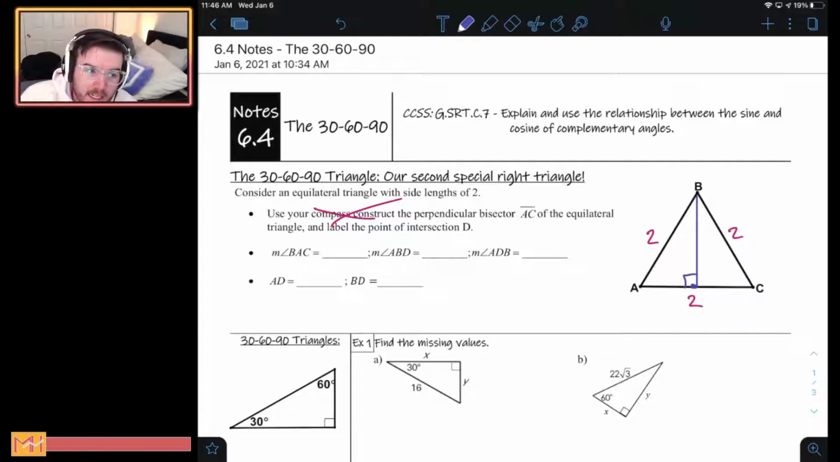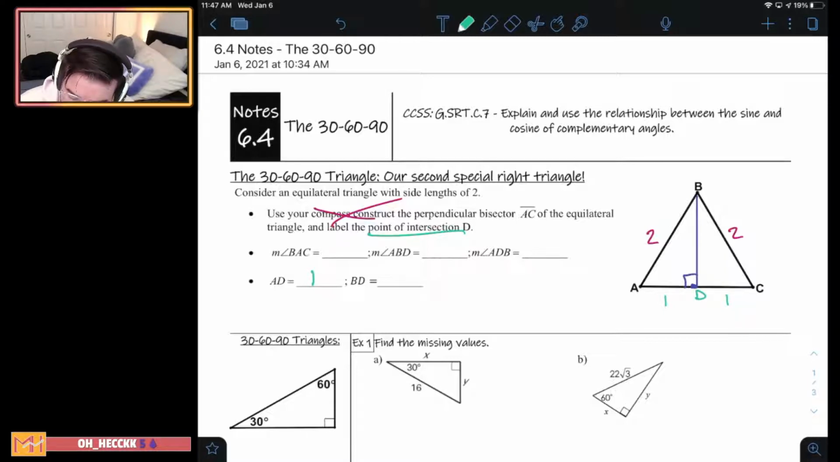And if it's a perpendicular bisector, that means that we have now just created little pieces that are each 1 and 1 long. Okay? So when it says to label the point of intersection D, I'll do that. So how long is AD? 1. How long is BD? We'll figure that out in a second.